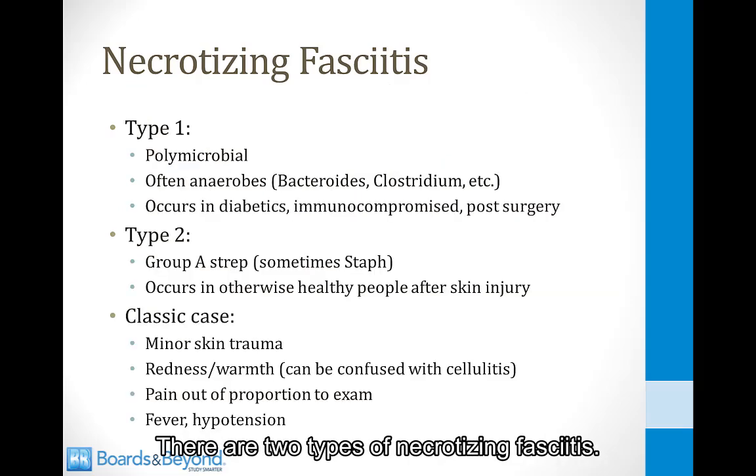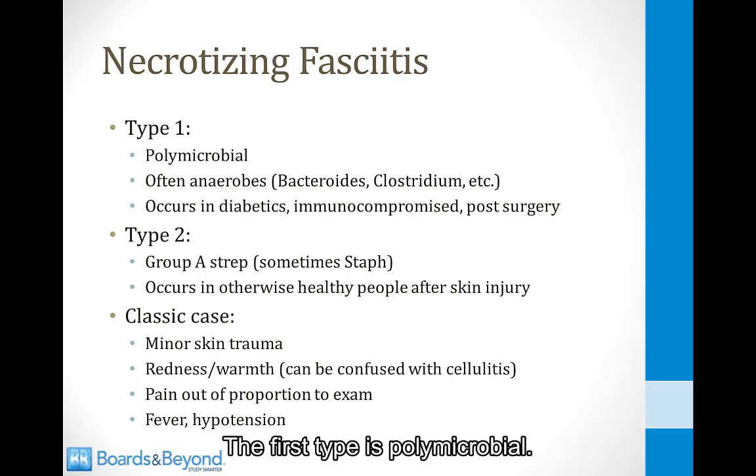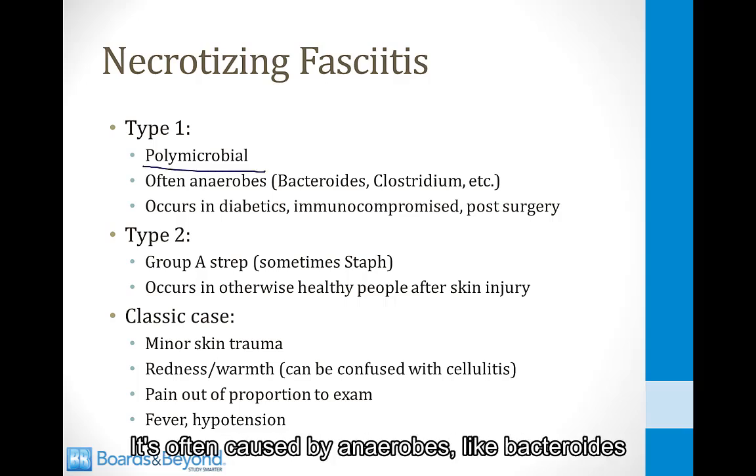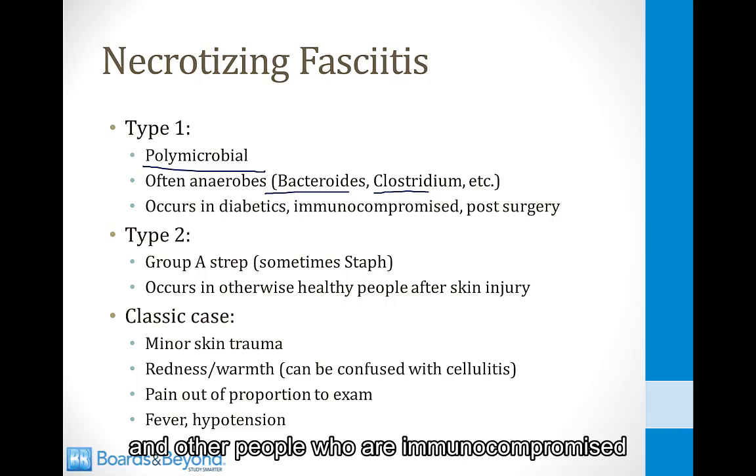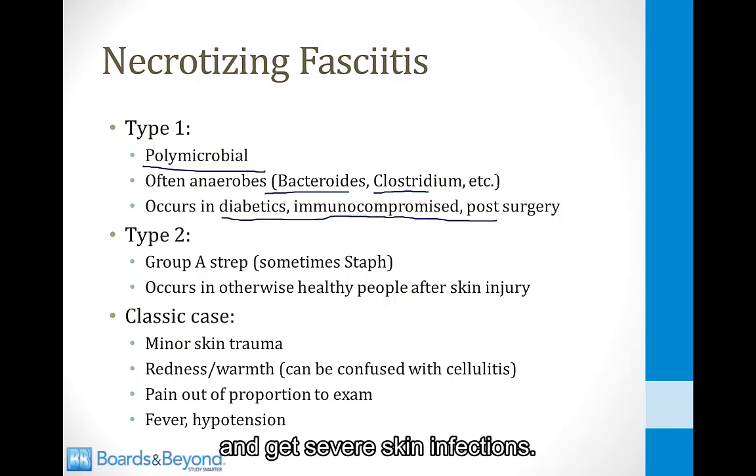There are 2 types of necrotizing fasciitis. The first type is polymicrobial. It's often caused by anaerobes like Bacteroides and Clostridium, and this occurs in diabetics and other people who are immunocompromised and get severe skin infections.